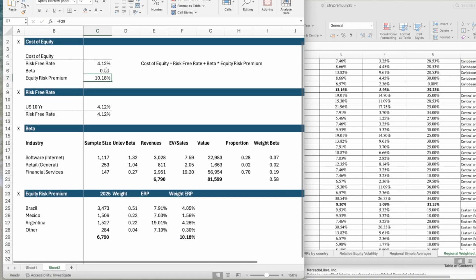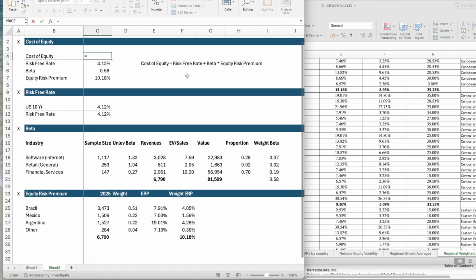So yeah, there we have it. 4.12% for the risk-free rate. The beta is 0.58. The equity risk premium is 10.18%. So now let's use this formula and calculate the cost of equity. We go risk-free rate plus the beta multiplied by the equity risk premium. And there we have it, 10.048. Let's just put these two in brackets to make sure it's doing it in the right order.